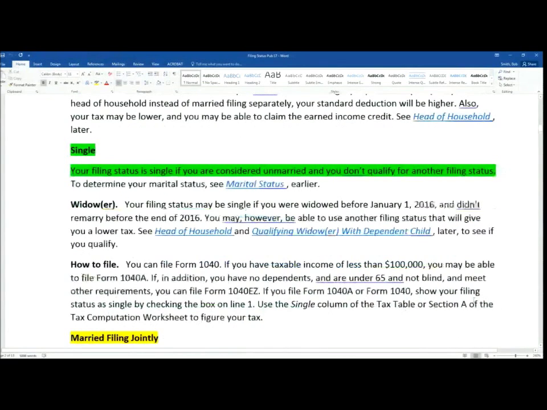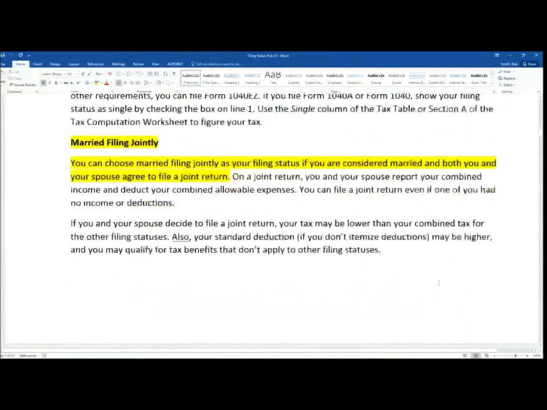Single. Filing status single if you're unmarried and you don't qualify for anything better. That's basically who single filers are, right? An unmarried person who can't be head of household or qualifying widow. They sort of default to single, okay, because there's no better deal out there for them. Married filing joint, as long as they're married and they want to file together, they can file married filing joint.